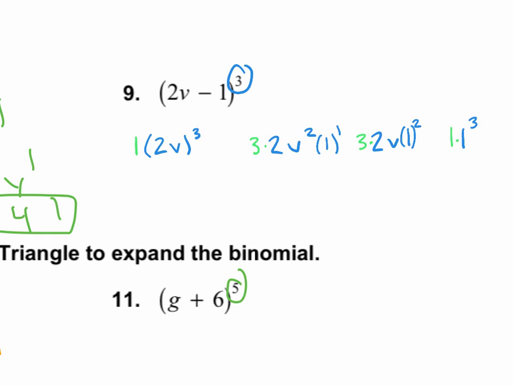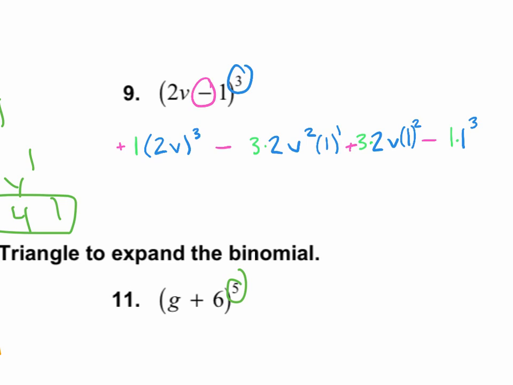And then our signs, what would our signs in between be? Since we start off with a minus, what do we put in between each term? We alternate them. So the first one always is positive, then we have minus, plus, minus. And then we just simplify.